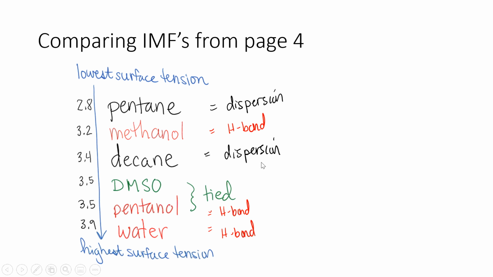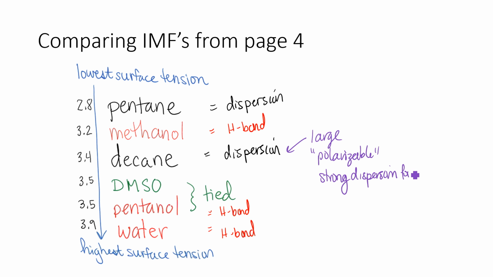That's because decane is very large. So it's got a large electron cloud. So we'd say it is very polarizable, and it's going to have relatively strong dispersion forces. And sometimes people refer to these as London dispersion forces. You might see the shorthand LDF, which stands for London dispersion forces.